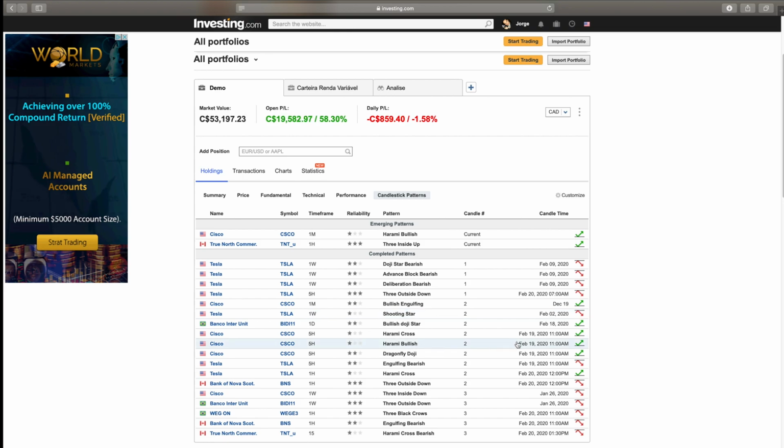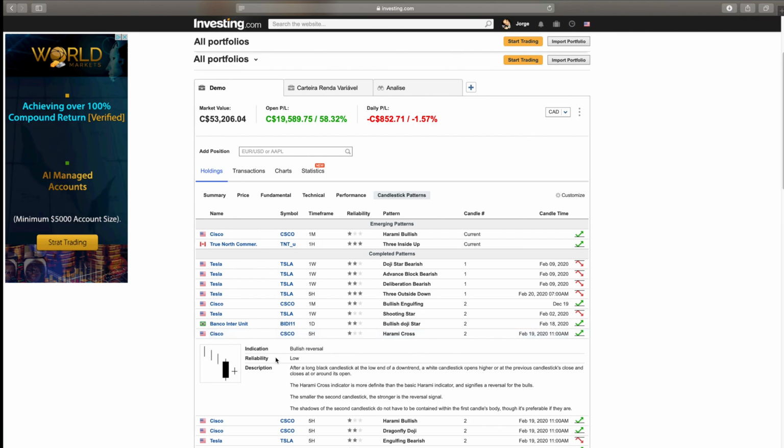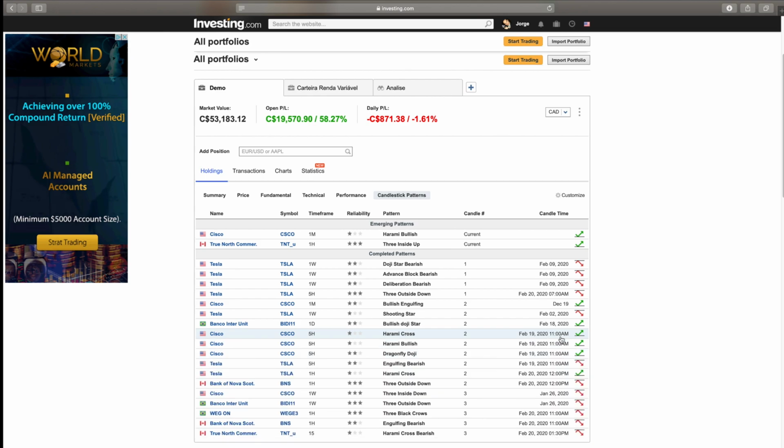One more piece of information: when you click here, let's say you want to see the meaning of this signal. It says bullish reversal. If you click here, it's going to open some details: the indicator, the reliability, and a little chart showing how it looks in the chart. If you open the chart, you're going to see it like this. And then you have a little description. So let's close this. This is the end of part 1.